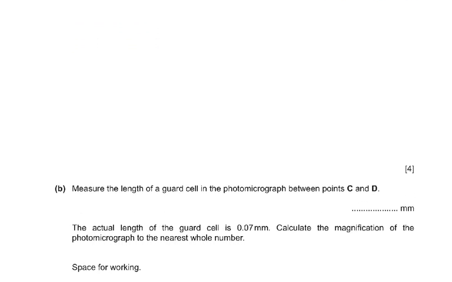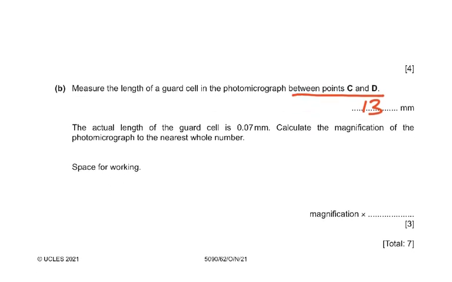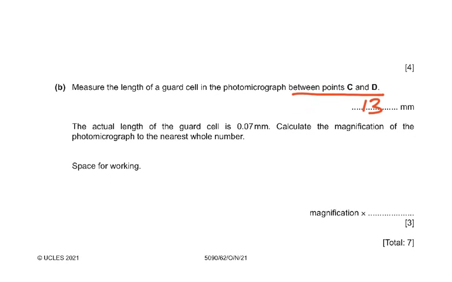Measure the length of the guard cell in the photomicrograph between points C and D, and you have to write that down. And that was anything between 13 millimeter or 15 millimeter. The actual length of the guard cell is 0.07. Calculate the magnification of the photograph to the nearest whole number. So I'm sure everybody is very clear on the magnification. If you're not, you need to look up how to calculate the magnification.